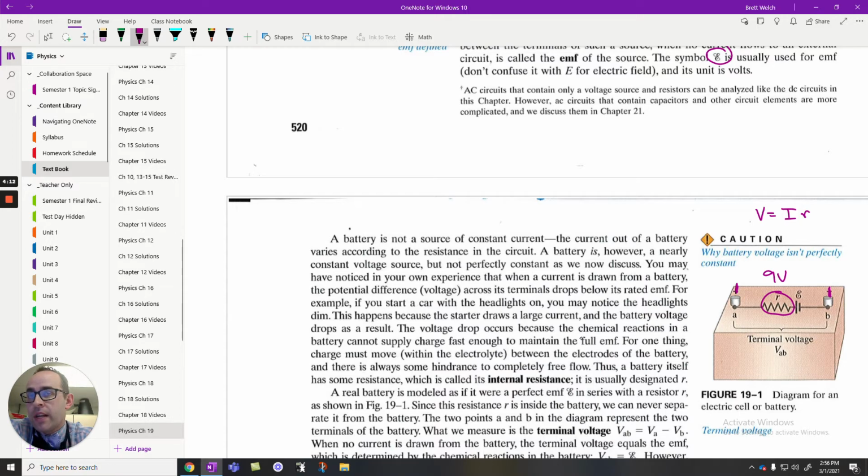What's really interesting is that that little resistance inside is going to be a set value. It doesn't change from time to time. But the current can go up or down based on how it's hooked up in the circuit.